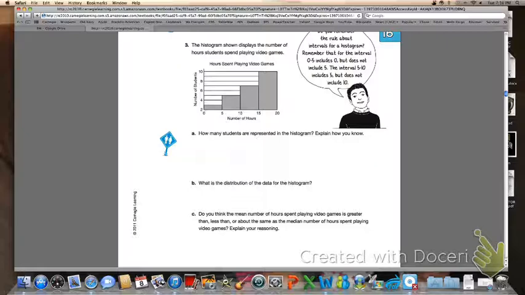Let's continue on page 1087 then and take a look at number 3. It says the histogram shown displays the number of hours students spend playing video games. So what I would like you to do with your group members based off of that histogram is answer letter A and letter B. We're going to skip letter C, much like we did with letter D on the previous page, and number 6 and number 7 from problem number 1. I will come back and answer those at a later time. So go ahead and answer letter A and letter B for number 3 on page 1087.